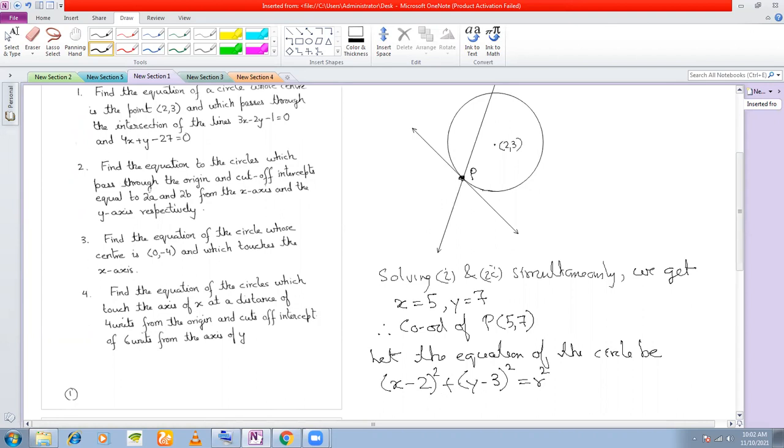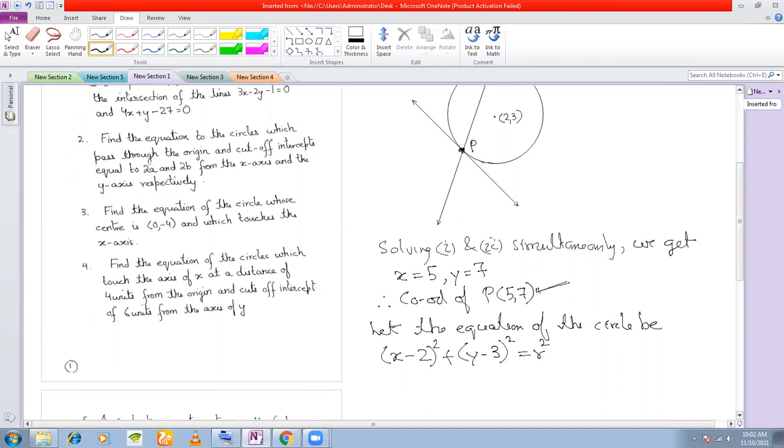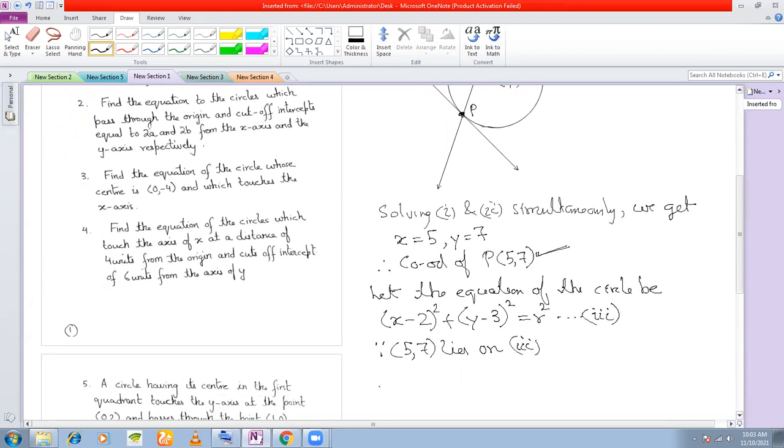Now we want to find out what the radius is. This point will give us our radius. Since the point (5, 7) lies on the circle, it must satisfy this equation. Let us call this equation 3. Since (5, 7) lies on 3, or since the circle passes through (5, 7), therefore it must satisfy the equation. Put x is equal to 5 and put y is equal to 7.